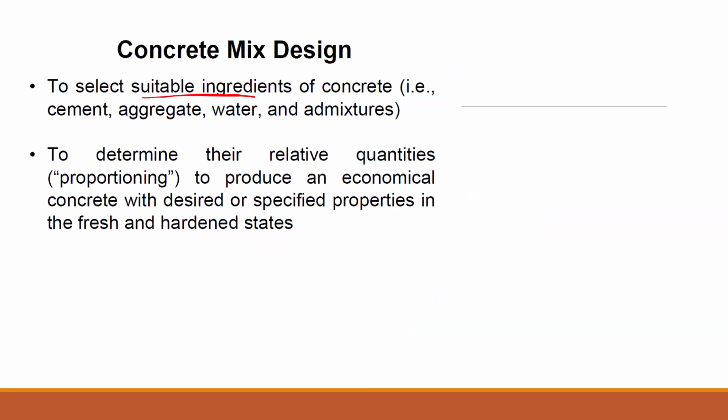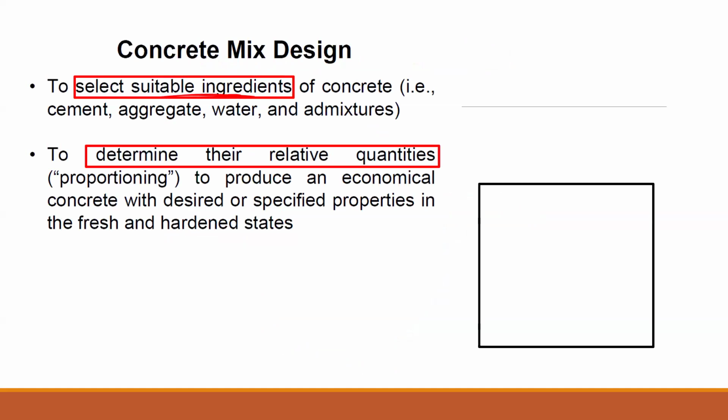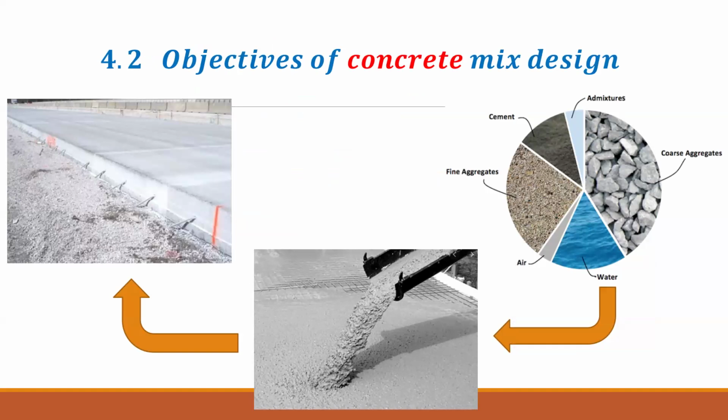As we have discussed, selecting the suitable ingredients and determining their relative quantities, that process we call concrete mix design. In the concrete mix, we need to know how much cement is needed, how much water, how much coarse aggregate, and how much fines we need. And also in some situations, we have air. So we need to know how much of each we need. That's what we are going to do today in the first question. We need to select the ingredients in a way that we get the right properties in the hardened concrete and also in the fresh concrete.